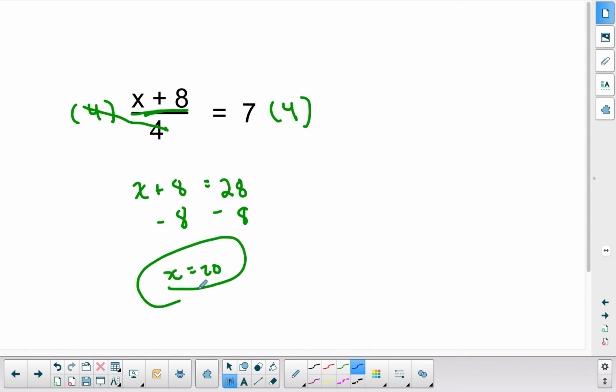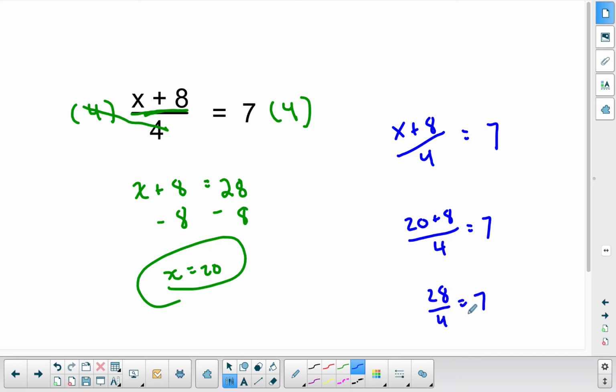Let's do a check. We're saying that x is 20, so if I rewrite this original equation, x plus 8 over 4 is the same as 7. Let's replace x with 20. So we've got 20 plus 8 placed over 4 is the same as 7. 20 plus 8 is 28, and 28 over 4 is the same as 7.